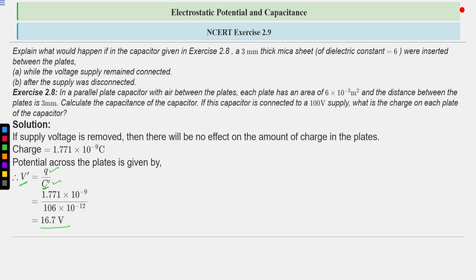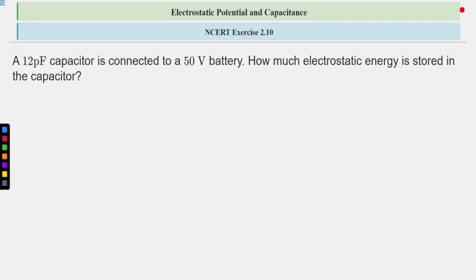Now, what you can conclude from both these cases: when supply voltage remains connected, charge and capacitance will change. When supply voltage was disconnected, voltage and capacitance will change. Capacitance always increases, but when voltage remains connected, charge increases. When voltage is disconnected, voltage decreases. Got it? Next question. A 12 picofarad capacitor is connected to a 50 volt battery. How much electrostatic energy is stored in the capacitor?